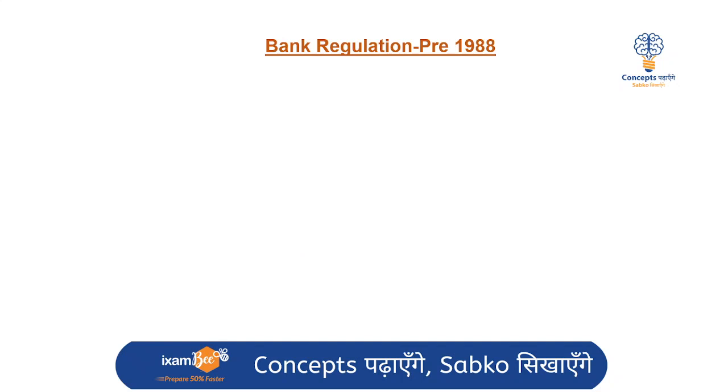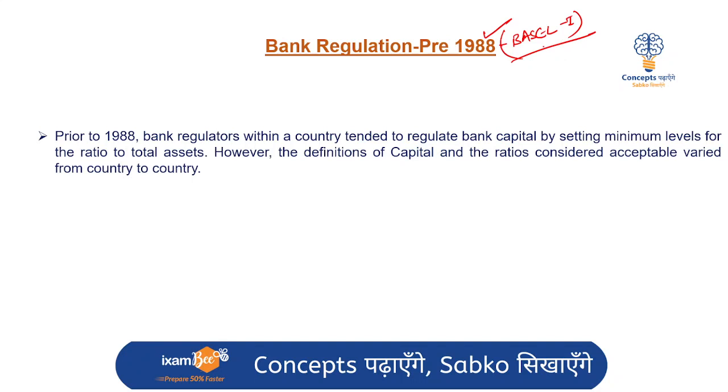So, banking regulation pre-1988. Why pre-1988? Because in 1988 BASEL 1, the first segment of BASEL, came into being. Before 1988, bank regulators within a country tended to regulate bank capital by setting minimum levels for the ratio to total assets. What do we mean by assets here? That is the loans and advances that the bank is making to the various customers.